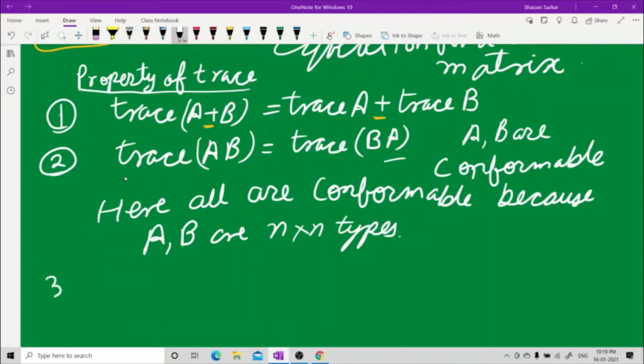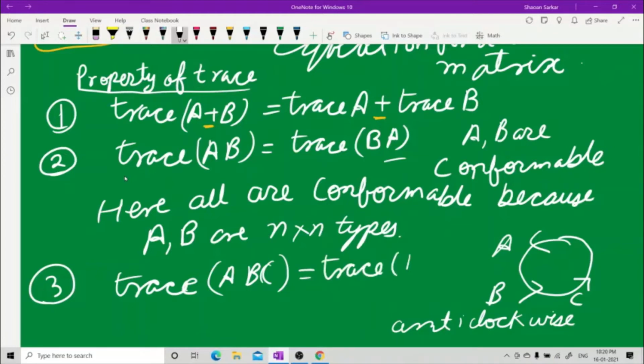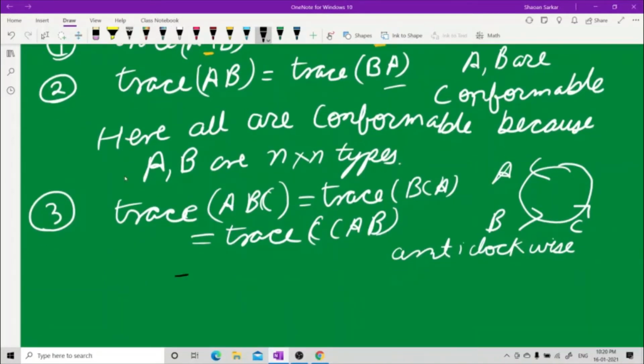Now the third is trace ABC. Now listen how to do this one. You draw a circle like this and write A, B, C anti-clockwise. Now we start with B, that gives B, C, A, and then you write trace C, A, B. It is never possible that you suddenly write trace BAC or something like this. Now let me tell you the relation between trace and eigenvalues.